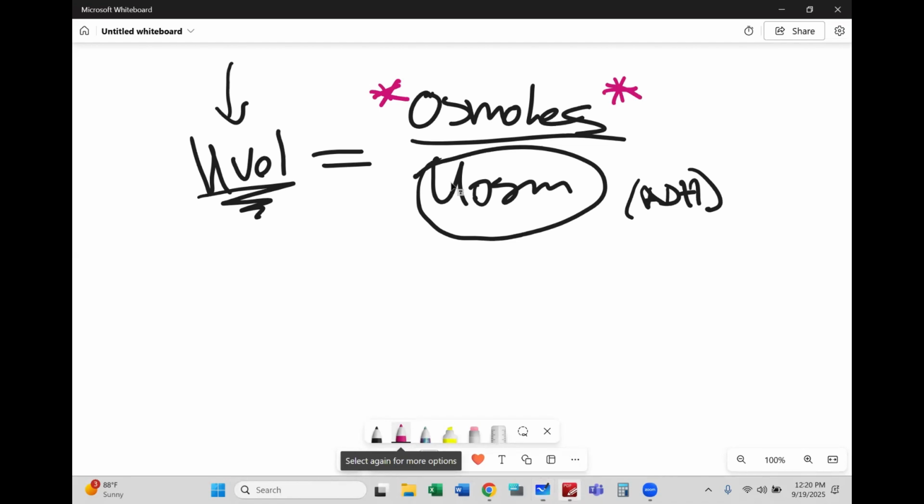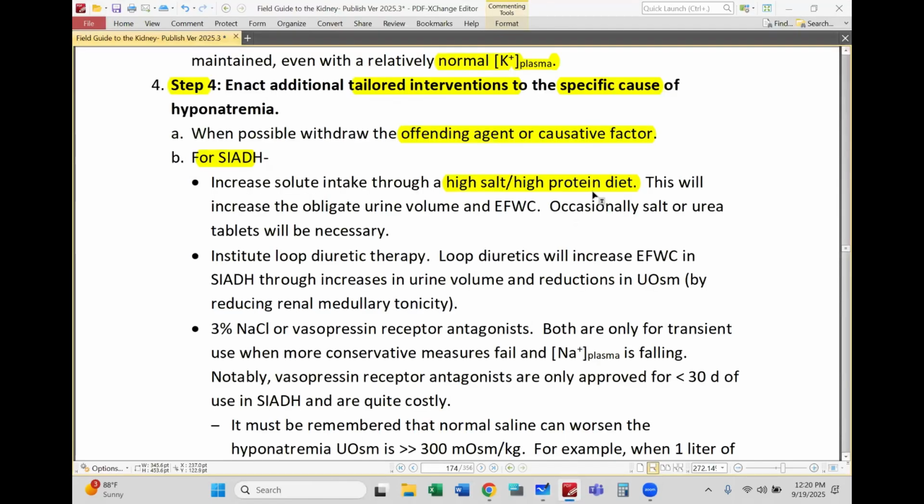And so increasing their protein intake, which ultimately is metabolized to urea and is an osmole in the urine, or sodium and potassium salt intake, then those would be ways I can expand the urine volume and enhance free water excretion. We now have urea tablets that we can use. You can use salt tablets as well.